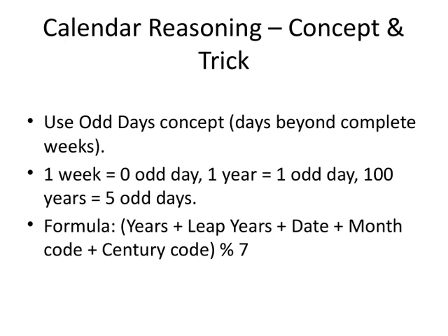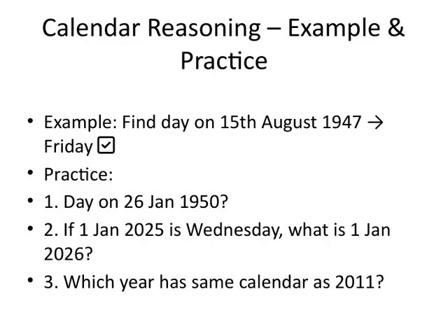It's a clever way to connect all these elements and quickly find the weekday for any given date. Let's look at calendar reasoning with an example and some practice questions. For the example, we want to find out what day of the week was August 15th, 1947, and the answer is Friday. It's a good example because it shows how we can determine specific days in history using logical reasoning. Now on to the practice questions.